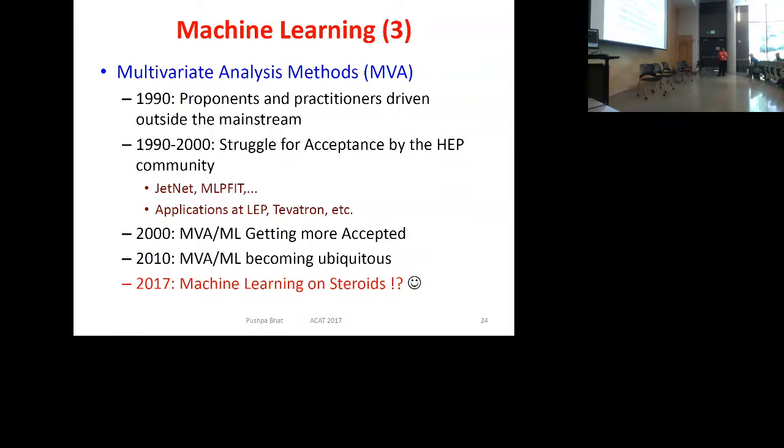So just to look at what the trends have been, in 1990, the proponents and practitioners were kind of on the fringes of the community outside the mainstream. And then for a decade, there was a struggle for acceptance by the HEP community, and there was some early work at Tevatron, et cetera, using some of these simpler software tools. And in 2000, the multivariate methods and machine learning got more accepted. By 2010, these had become ubiquitous. Everywhere we were using these. But now, in 2017, machine learning is on steroids, I think.